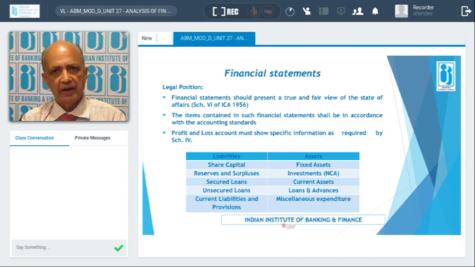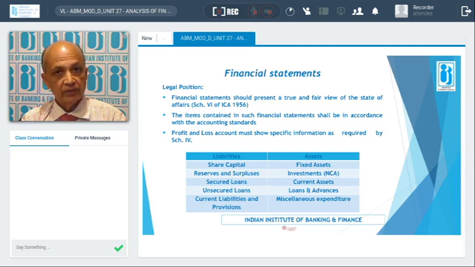Frequently you are going through this balance sheet. The share capital, then reserves and surpluses, then secured creditors, then unsecured creditors, and current liabilities and provisions. These are the 5 broad items coming on the liability side as per the balance sheet under the Companies Act 1956. Okay.